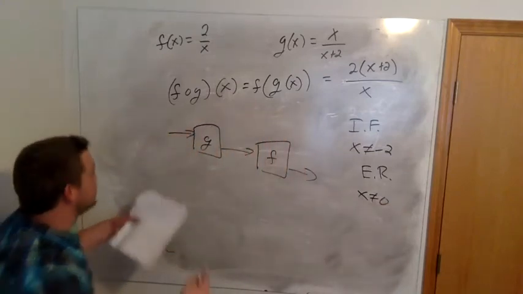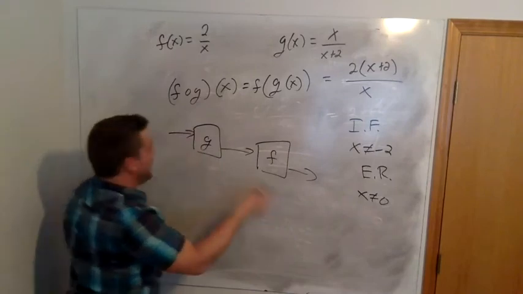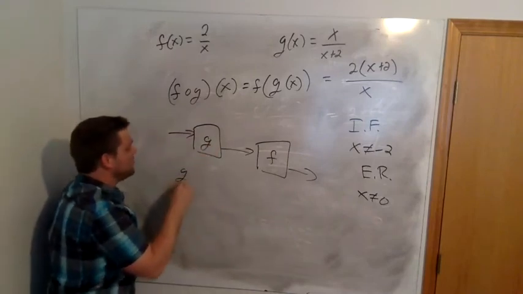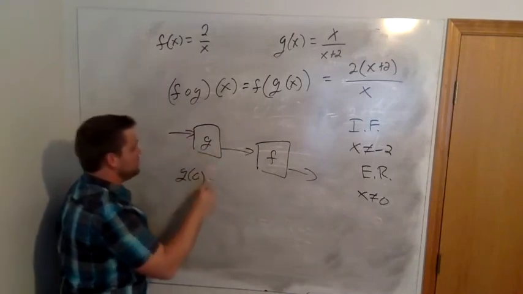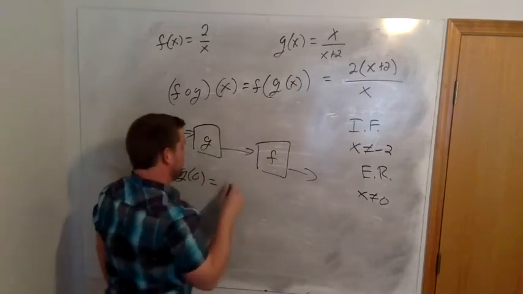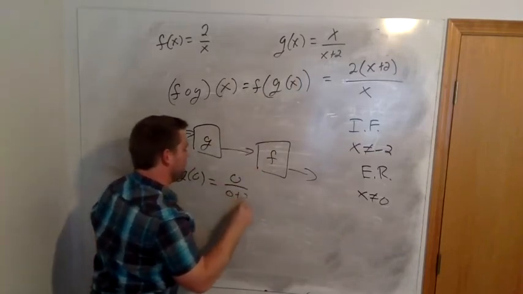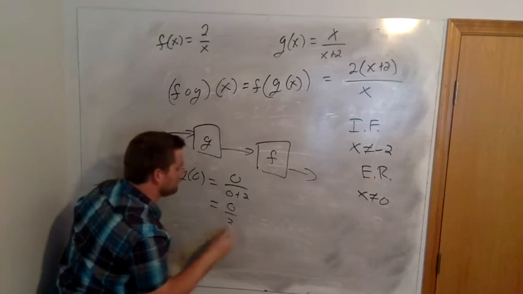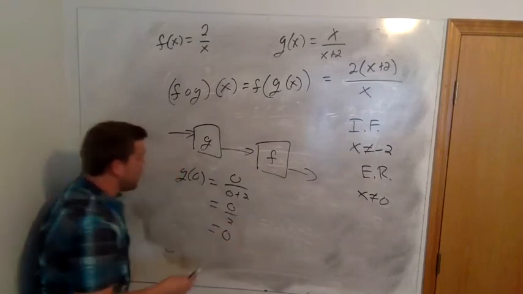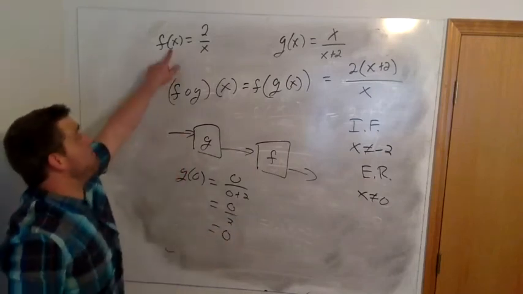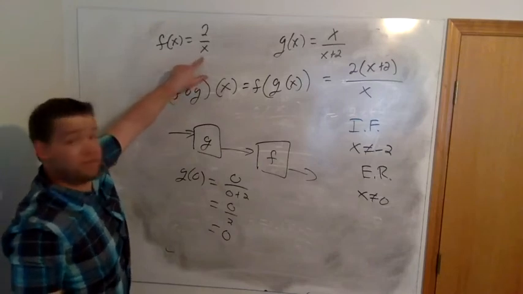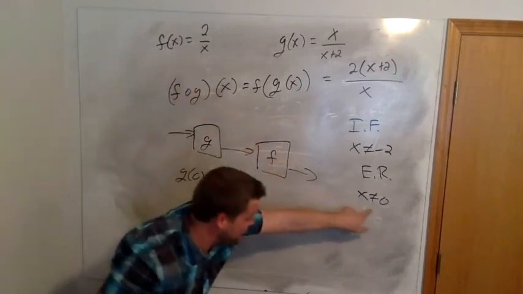And look why. What happens when I plug 0 into G? When I plug 0 into G, I'm going to get 0 over 0 plus 2. I get 0 over 2, which is 0. Can I plug 0 into F? Heck no! I'd be dividing by 0. I can't plug in x equals 0.